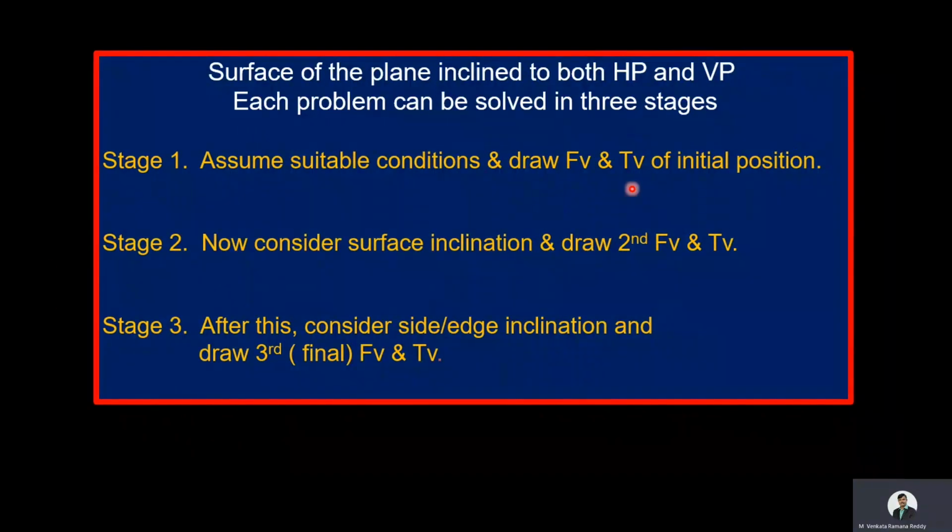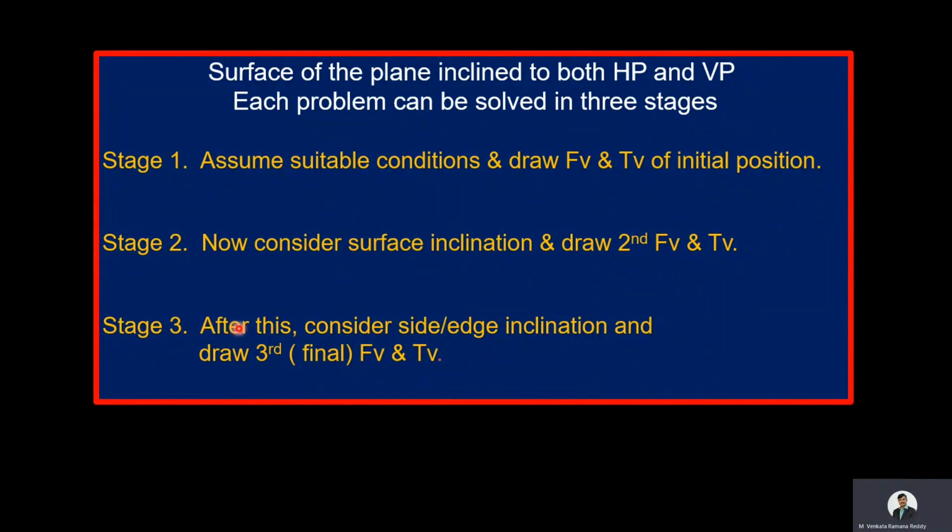That is, in the case of the first stage, we need to assume suitable conditions and then draw its front view and top view. It comes under the initial position. In the case of the second stage, consider the surface inclination, then draw the second front view as well as the second top view.